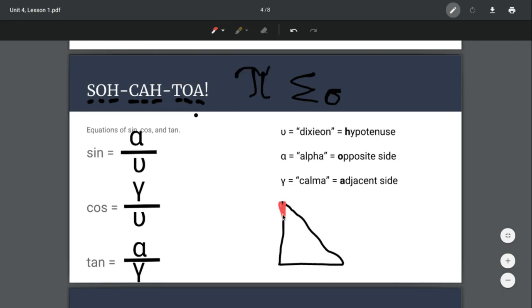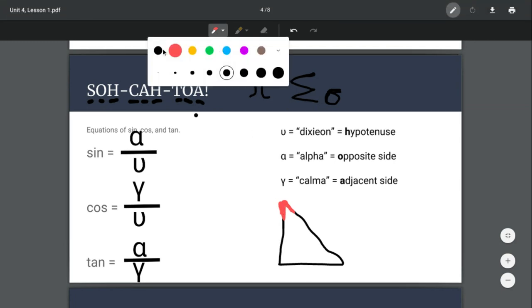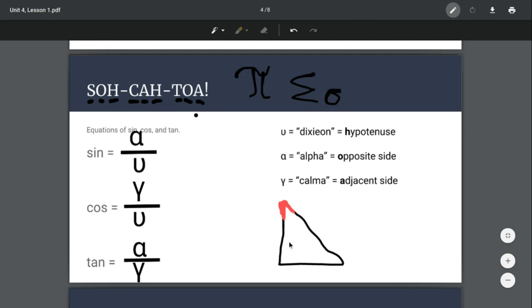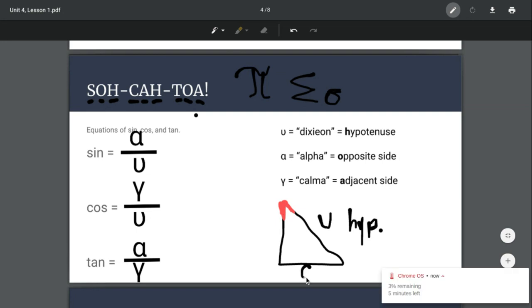Looking at different points of view from each angle will change which side is the opposite or adjacent. So from this red angle's perspective, well, any angle's perspective, the longest one that goes like that is always going to be the hypotenuse, or sometimes it's an abbreviation, HYP. That could be a thing also. And from this red angle's point of view, the one that's opposite is right on the other side from it, which is going to be the alpha.